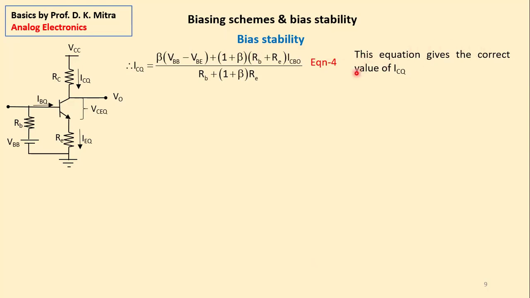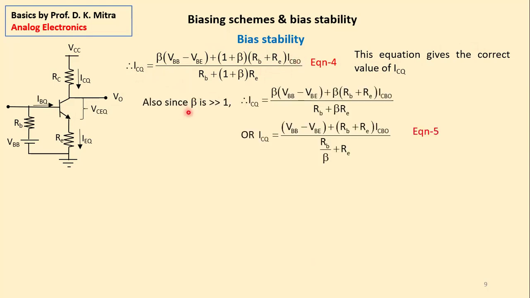This equation gives the correct value of ICQ. Earlier we have taken ICQ is equal to beta IBQ, but that was an approximate equation. This is the correct equation. Now you find ICQ, or the quiescent collector current, depends upon VBE, the base emitter junction drop, depends upon beta, also it depends upon ICBO. And all these three parameters are temperature and age dependent.